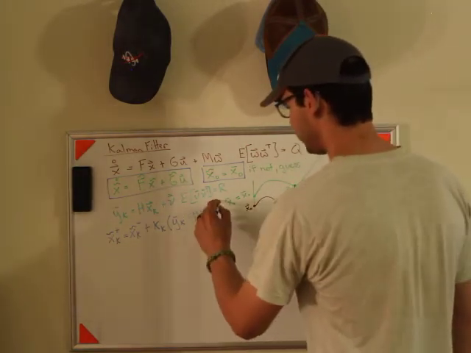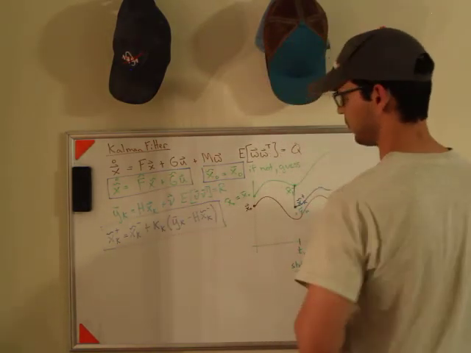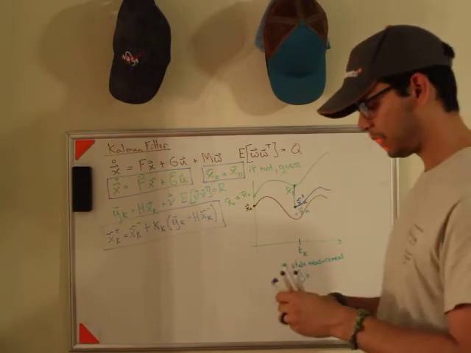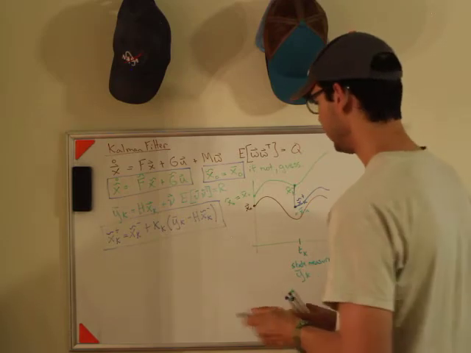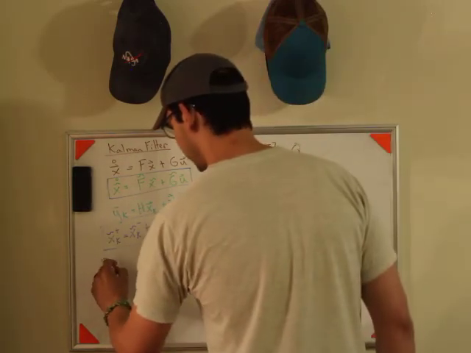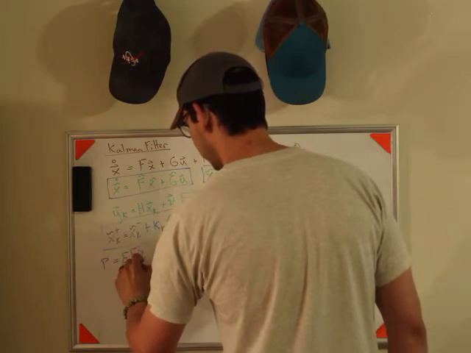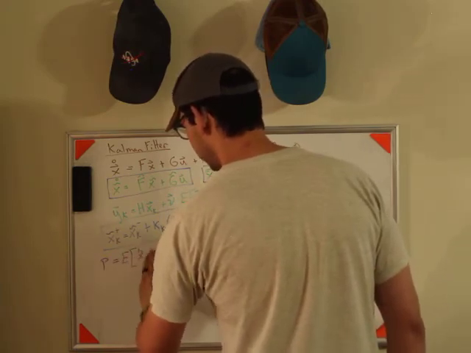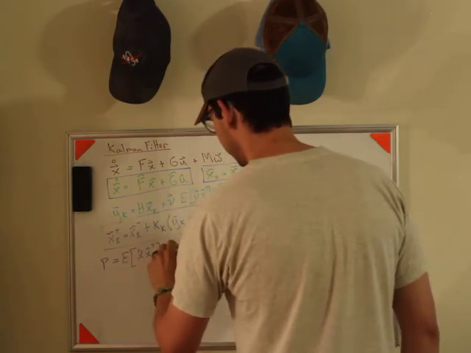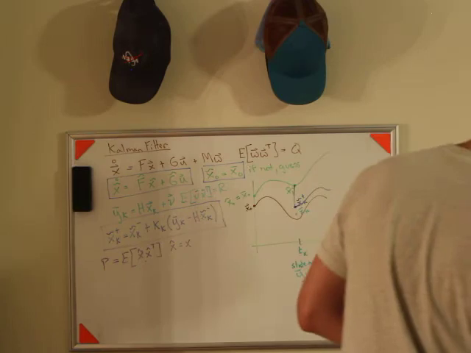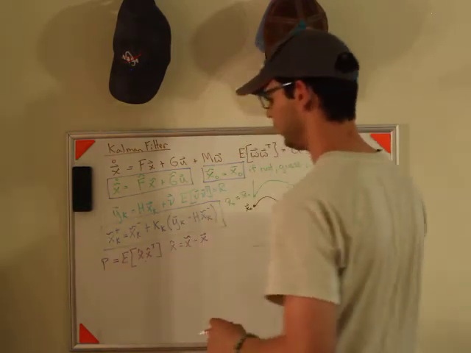So I need to update my state every time I get a measurement. Now I also need to add something called covariance propagation. So I need to define my covariance P, which is the expectation of my error, where x hat, again, is my error, and I need to make sure I got my signs right, is my model minus my actual state.